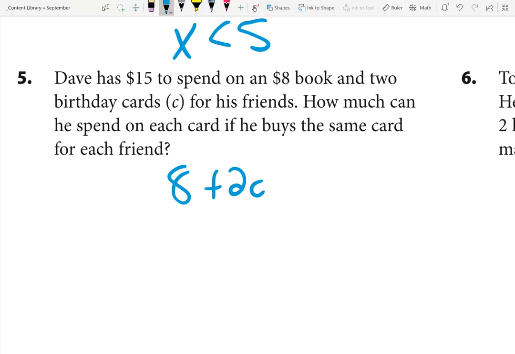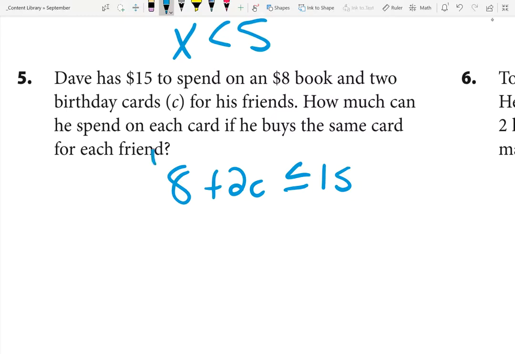So $8 on a book, and then he's buying 2 cards. So 8 plus 2 cards, and now he has $15 to spend. He can't spend more than 15 if 15 is all he has. So he can spend up to 15, which means he can spend anything less than 15 or equal to 15, but he can't spend any more, right?